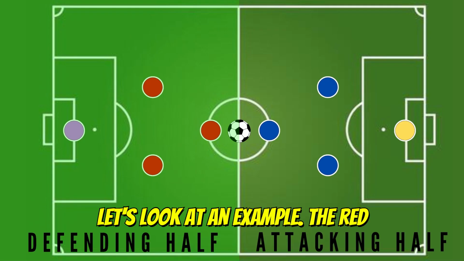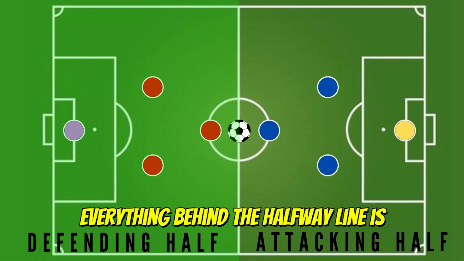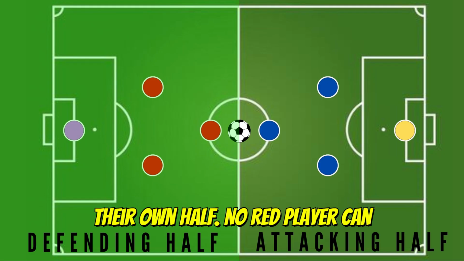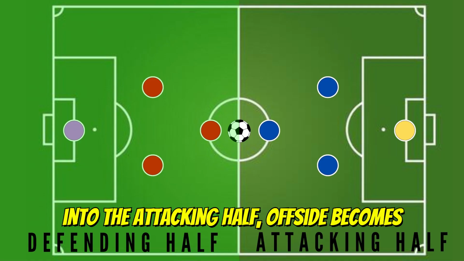The red team is attacking from left to right. Everything behind the halfway line is their own half. No red player can be offside here. However, once they move into the attacking half, offside becomes possible.